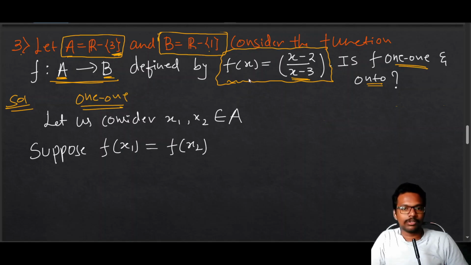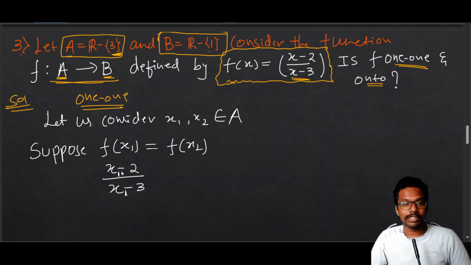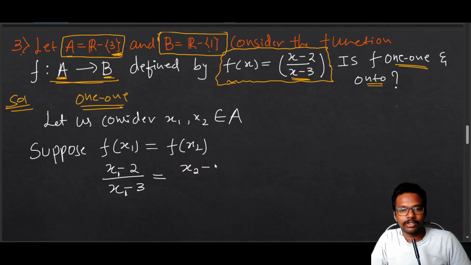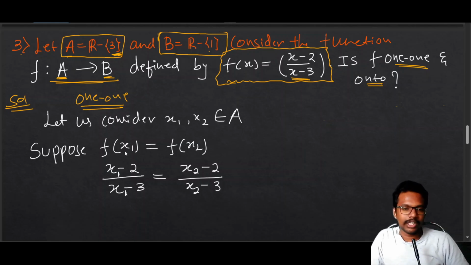Then the function will become, so here we have to check the question. In the question they have given f of x as x minus 2 divided by x minus 3. So f of x1 means x1 minus 2 divided by x1 minus 3. In the place of x we have to substitute x1 here. Next f of x2 means x2 minus 2 divided by x2 minus 3. So the equation will become x1 minus 2 divided by x1 minus 3 equals x2 minus 2 divided by x2 minus 3.